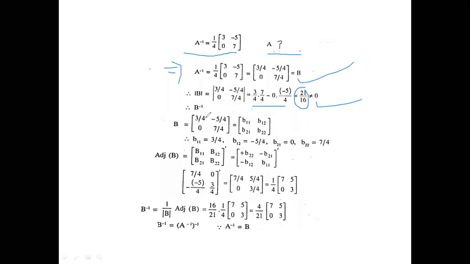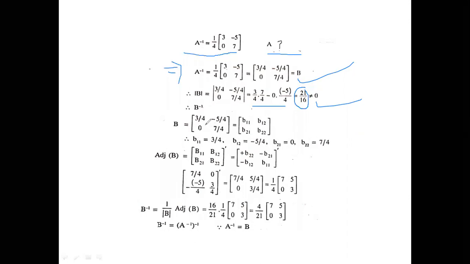We can find out the B inverse by dividing adjoint B by the determinant of B. And in my previous slide, we have shown how to find out the adjoint B. By transposing the cofactors of the B matrix, we get the adjoint B. So in the same way, we find out the cofactors of these elements, and transposing the matrix, we get the adjoint B. So look at this, these are the elements.